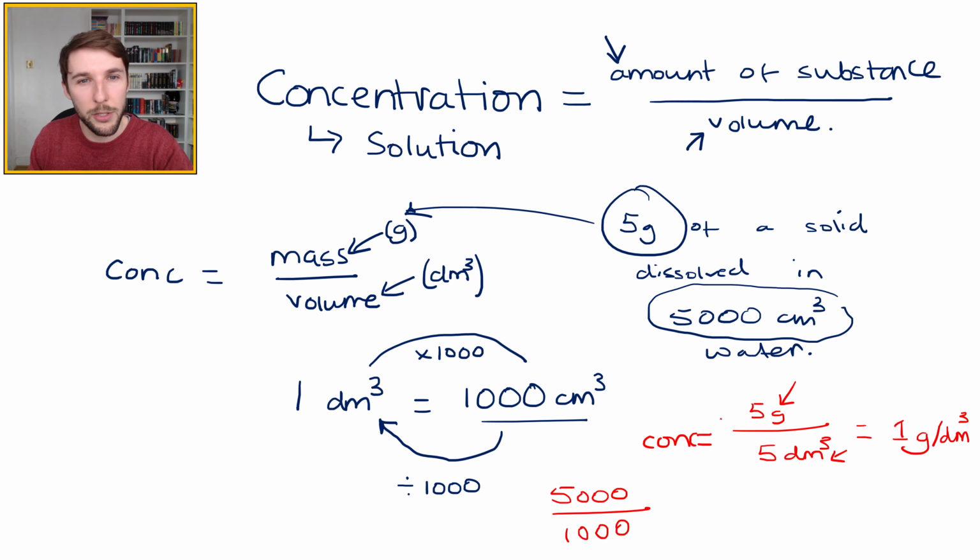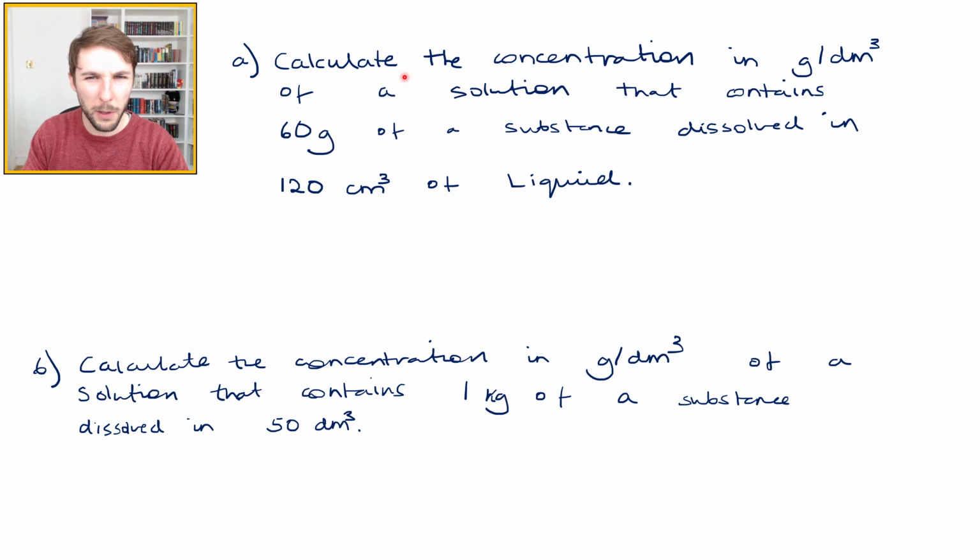What I'm going to do is change the slide so it's got a bunch of practice problems where you've got to calculate in grams per cubic decimeter. You can pause the video and then come back to look at the solutions. Okay, so we've got 2 here. The first one: calculate the concentration in grams per cubic decimeter of a solution that contains 60 grams of a substance dissolved in 120 centimeters cubed of liquid. Second problem: calculate the concentration in grams per cubic decimeter of a solution that contains 1 kilogram of a substance dissolved in 50 cubic decimeters. And you can see here I've given you something in kilograms, so you have to remember a different conversion there. So pause the video and then we'll start working through the problems.